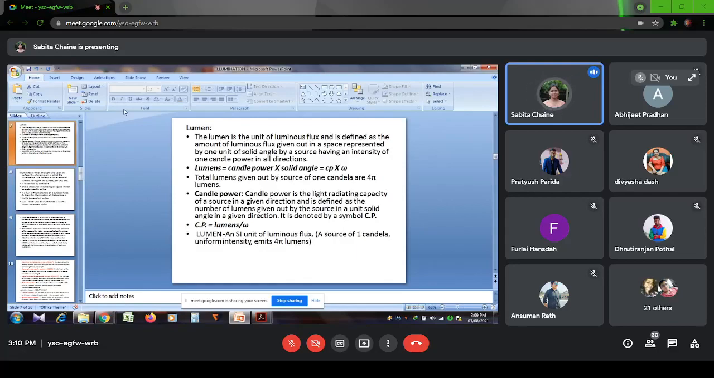Okay, this first part is the lumen. Then what is candela power, and define that. So these two terms are interrelated. According to the syllabus, that is luminous flux, then lumen, then luminous intensity, and then candela power. These are the 4 terms.